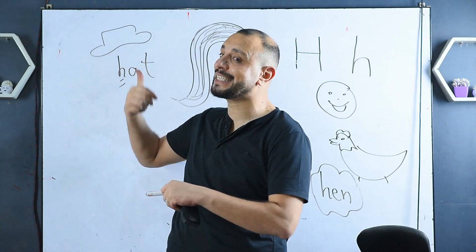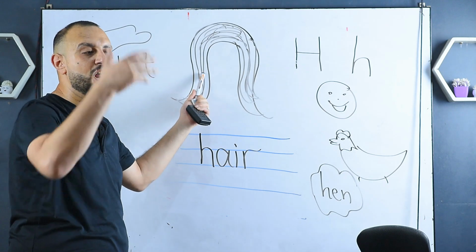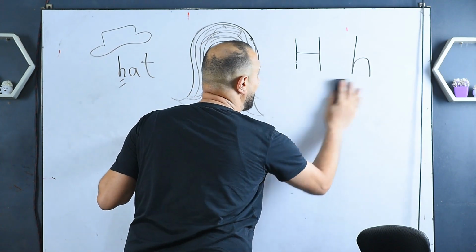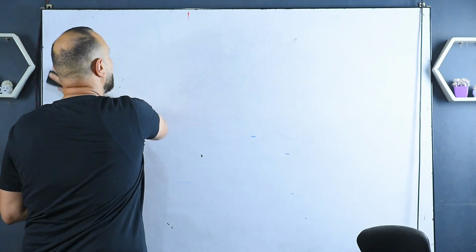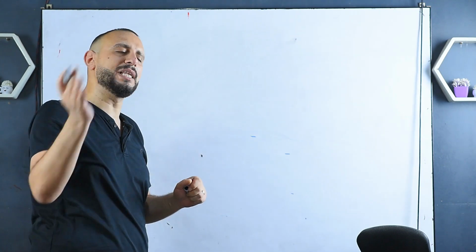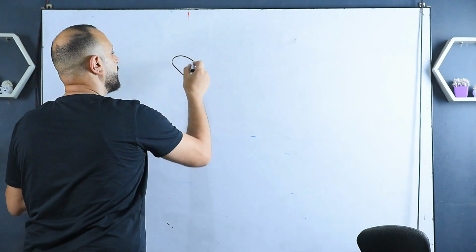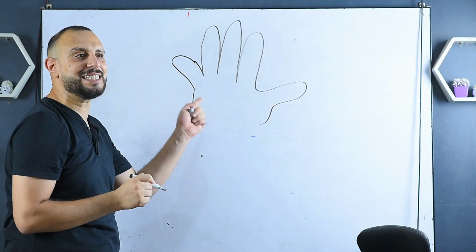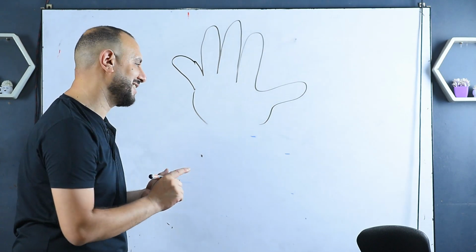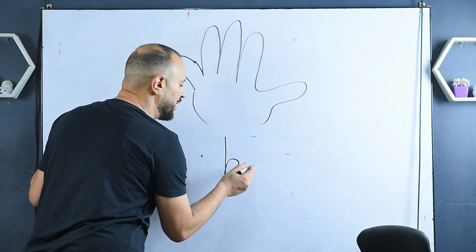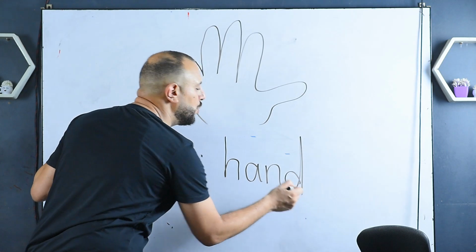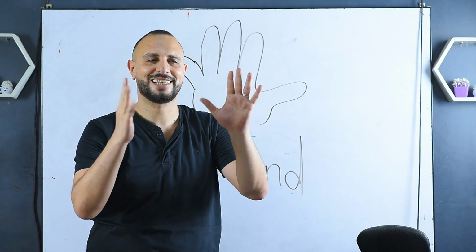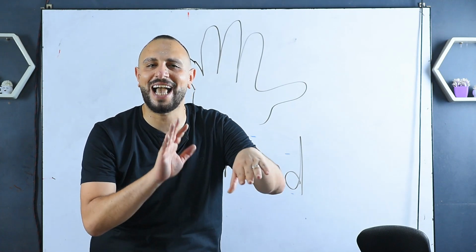I can see a hat. Hair. I have got two hands. I can touch with my hands.